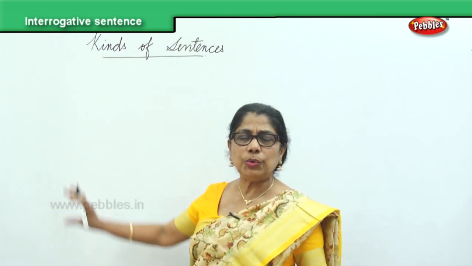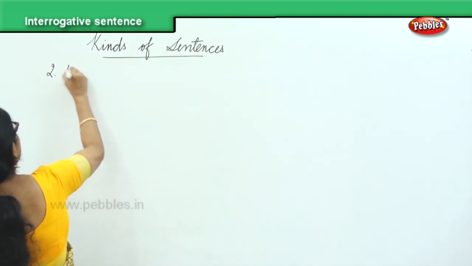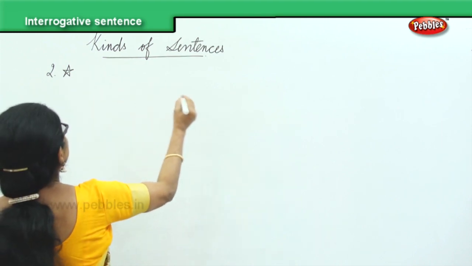We have done the declarative sentence. Now we will do the second part, the second kind of sentences, interrogative.